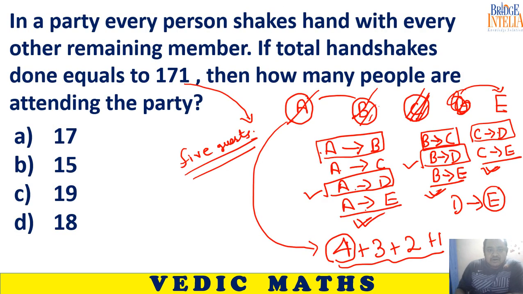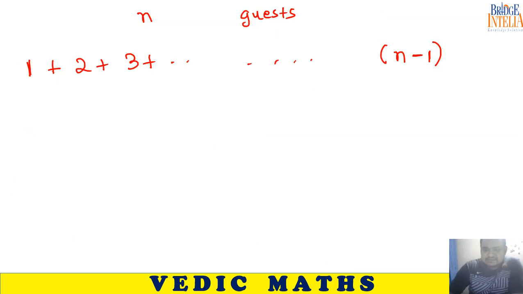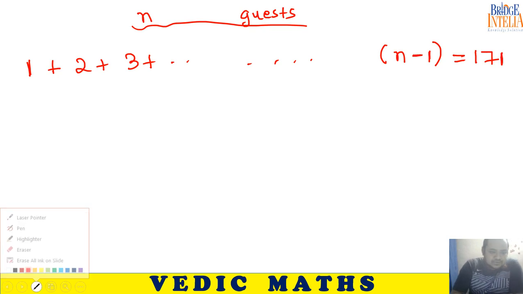And the sum of this series, the total number of handshakes, is given as 171. Now they want you to find the value of n, the number of guests who were attending. So how can we do this? We can do this easily.